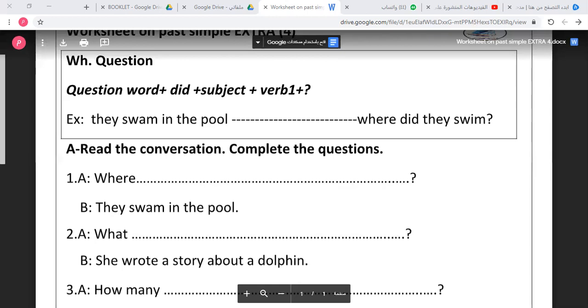Number two. The sentence is, she wrote a story about a dolphin. Okay, let's have another student answer. Mohannad Sarhan. Here, Mohannad, we want to make a question. The question word is what? We put the question word. It is what?